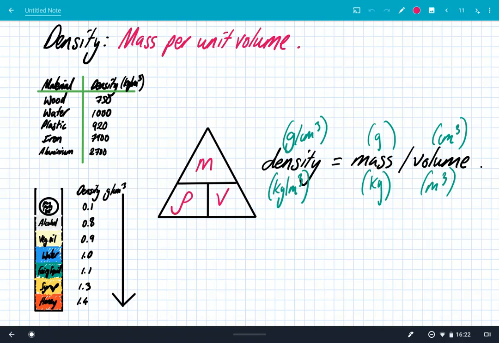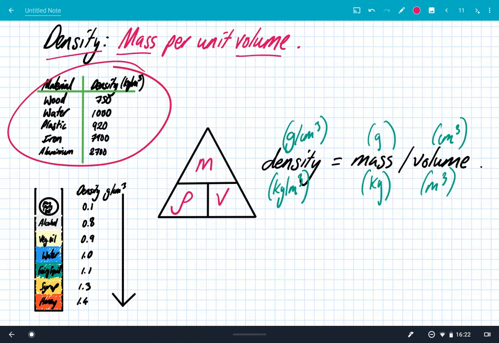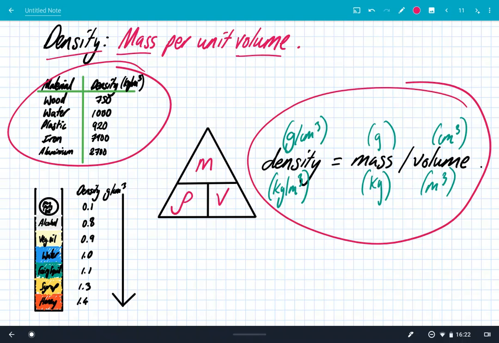So in summary, density is defined as the mass per unit volume, and different materials have different densities. Those that are most dense will sink to the bottom, and those that are less dense will float on top of more dense materials. The equation is the most important thing to remember. Density is mass divided by volume, and that's where we get our formula triangle here. If we use SI units, we use kilograms, meter cubed, and we calculate density in kilograms per meter cubed. And you've just got to be careful for when we use centimeter cubed, grams, and grams per centimeter cubed.